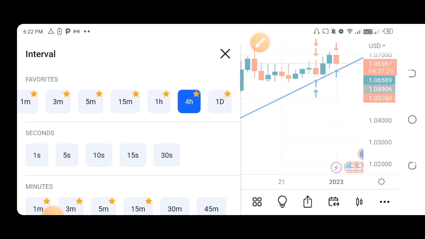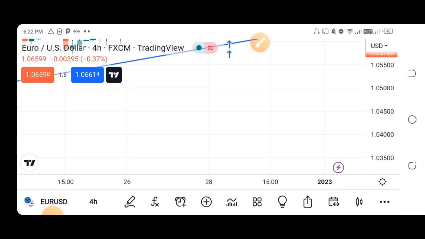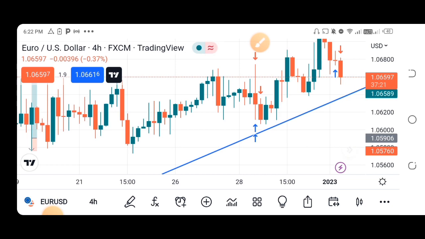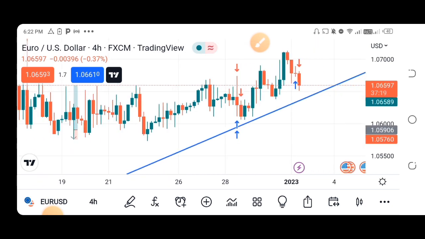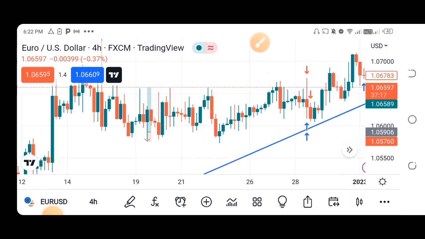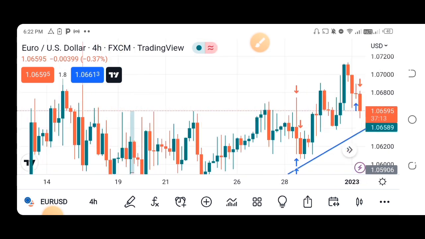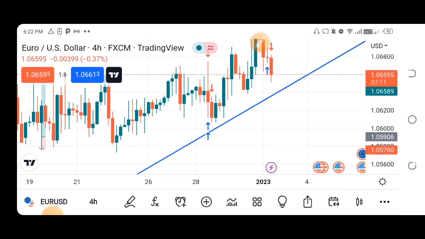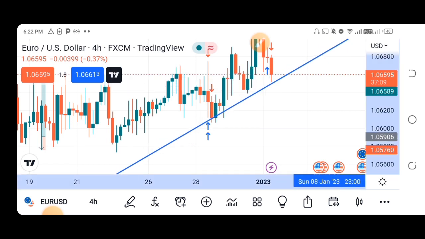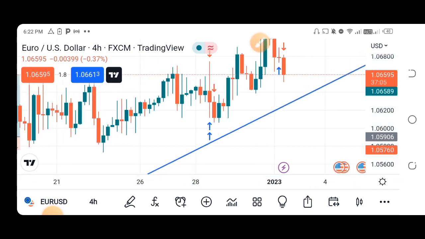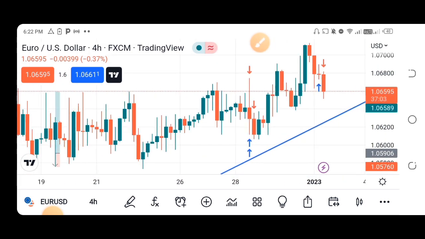So on 4-hour time frame, this is top-down analysis. Using trend line, identifying the trend. So on 4-hour time frame, we are now in 4-hour time frame. We are still bullish, guys. All the lows are being maintained. You can still use this same tool, or you draw a new one. As you can see, we are still bullish. All the lows keep maintaining.